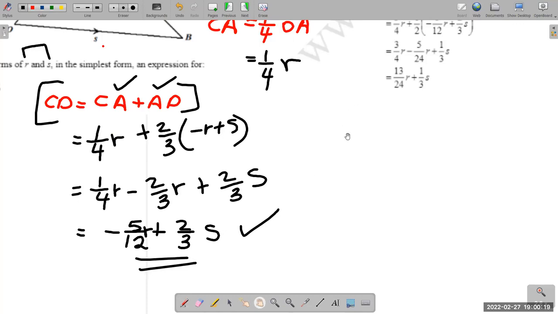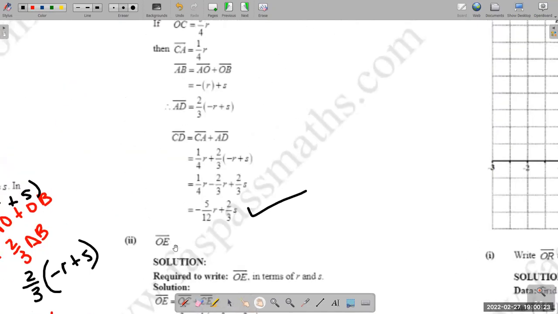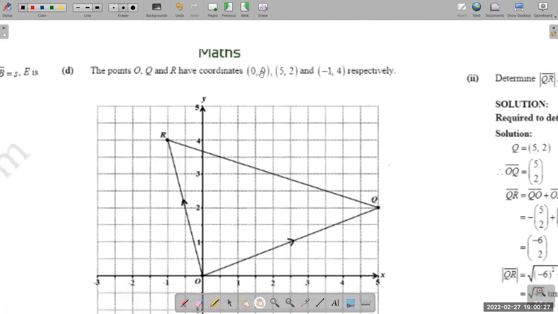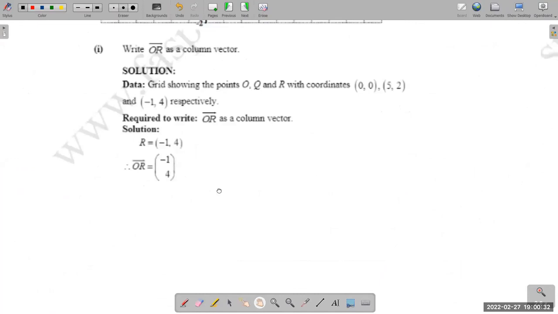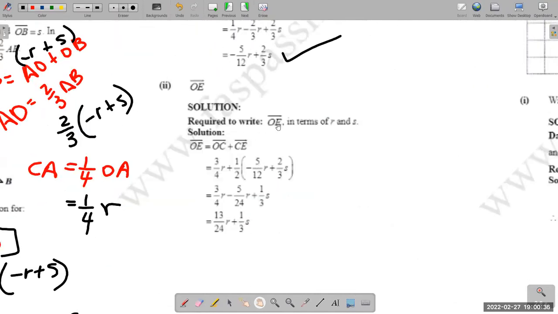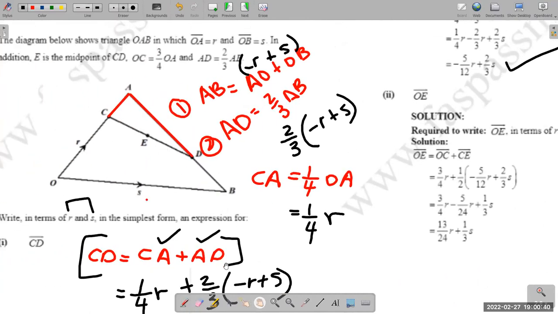Okay, so let's move on to the next part. Now they want us to find OE, which is the last one, and then they just want to plot the points, which is easy because once you know these things, it's easy. So let's go. They want us to find OE. Where is E?